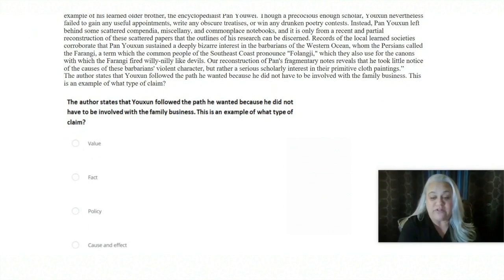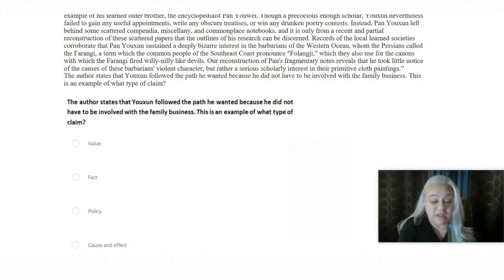Well, value, the claim of value argues that something is good or bad, or that one thing is better than the other. In this particular statement, we are not making any arguments of any kind, so that probably would not be the best choice. The second choice, fact. The claim of fact makes an assertion that something can be proved or disproved with factual evidence. Well, we aren't really proving anything here, and we're not trying to make an argument for anything here, so that wouldn't work either. What about policy?